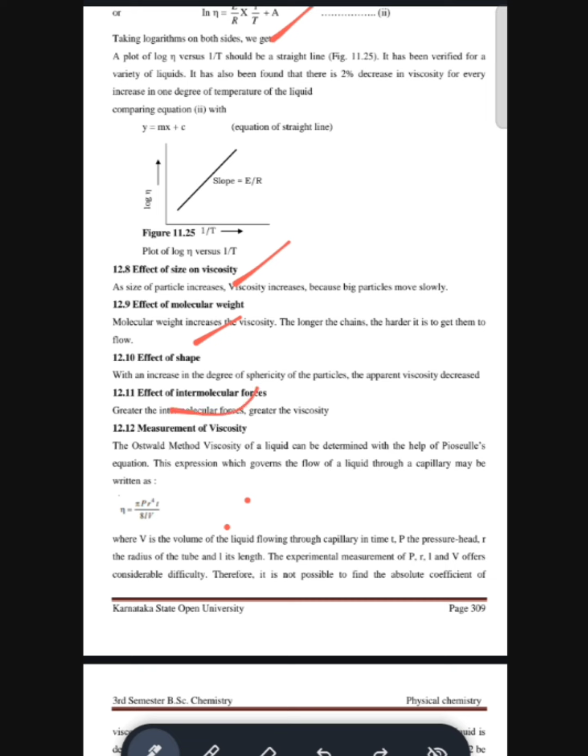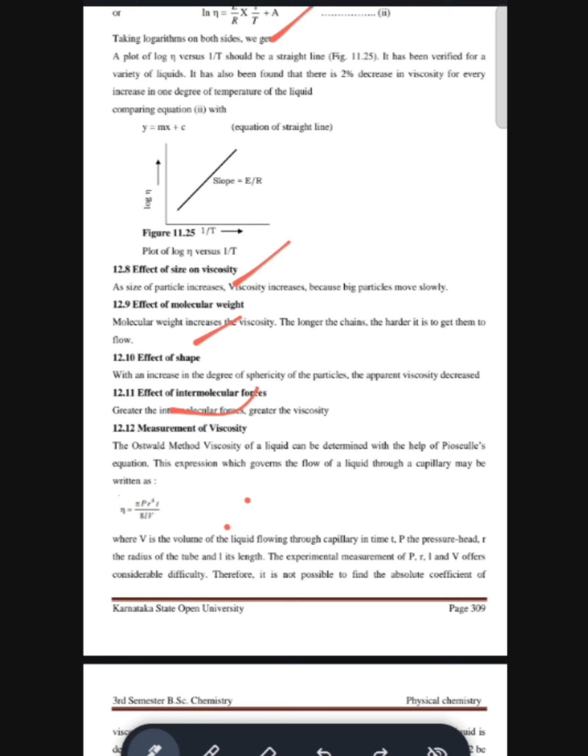Greater the intermolecular force, greater will be the viscosity. The bond between two compounds: when the intermolecular force of attraction is great, greater will be the viscosity. When viscosity is great, the movement of the molecules is slow.